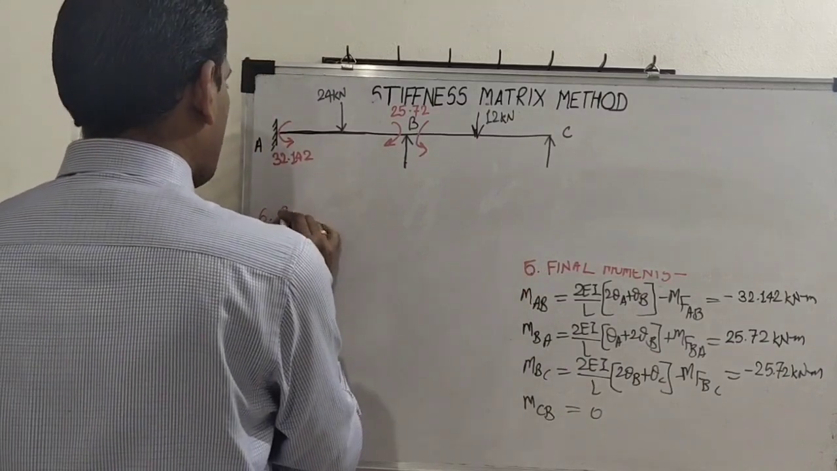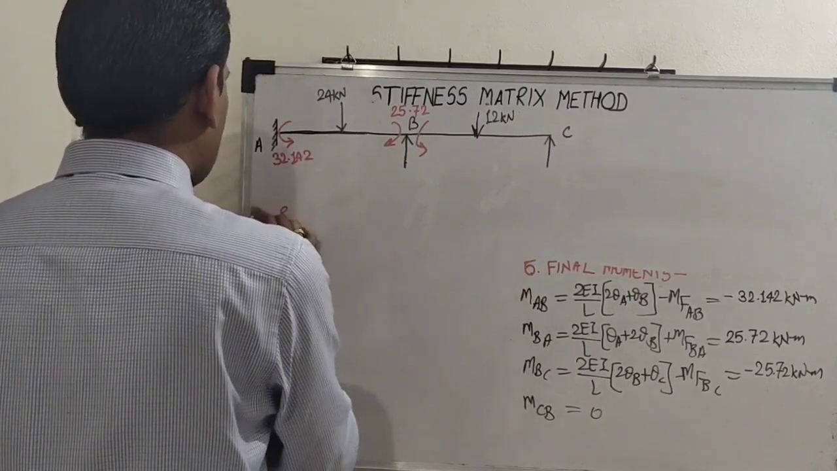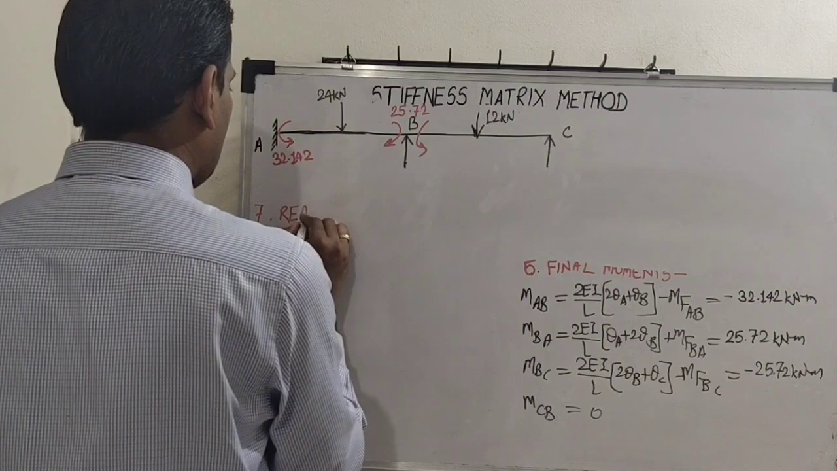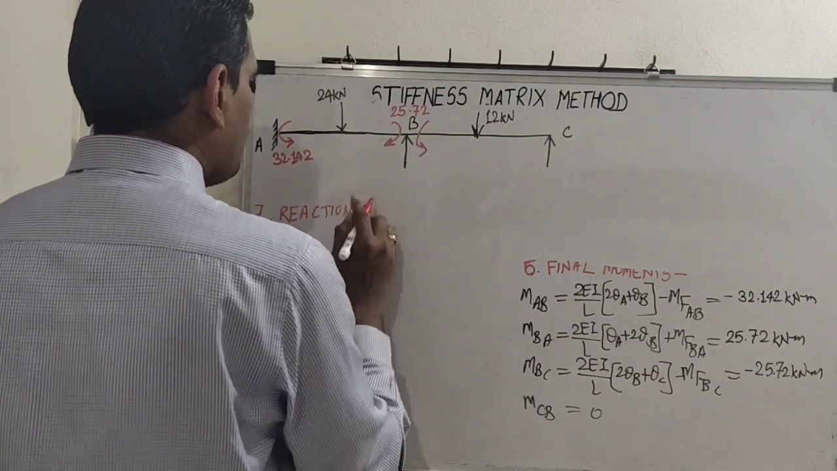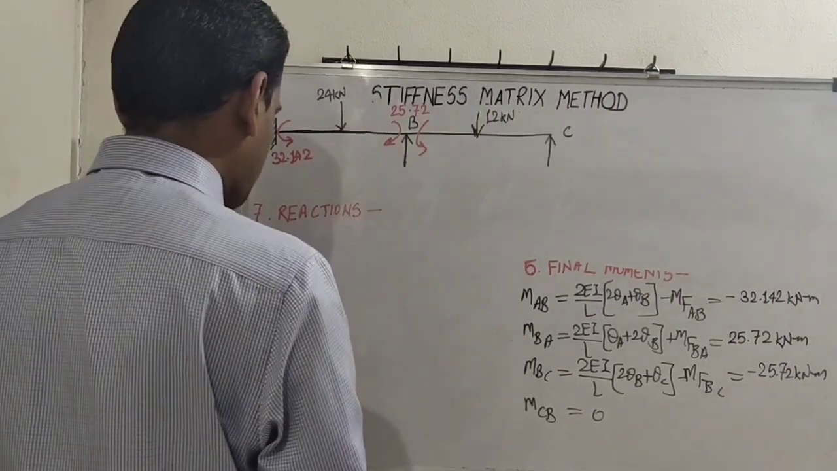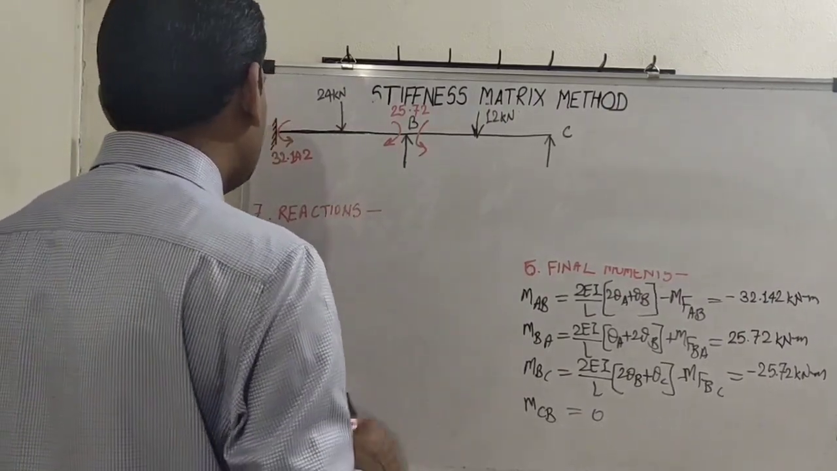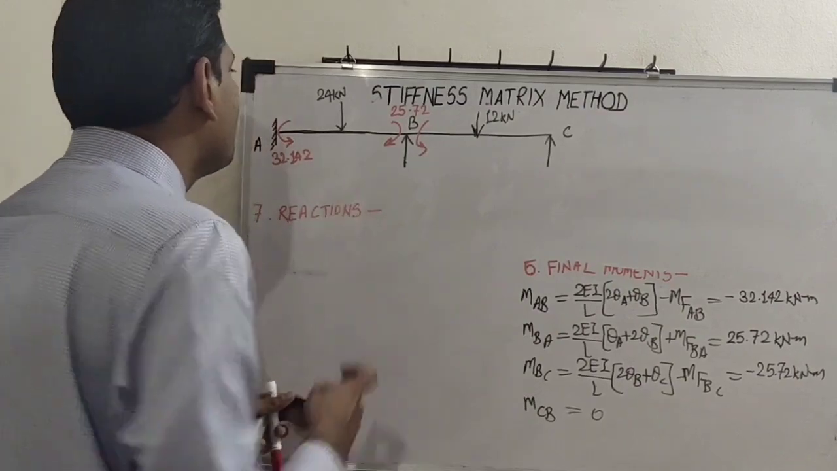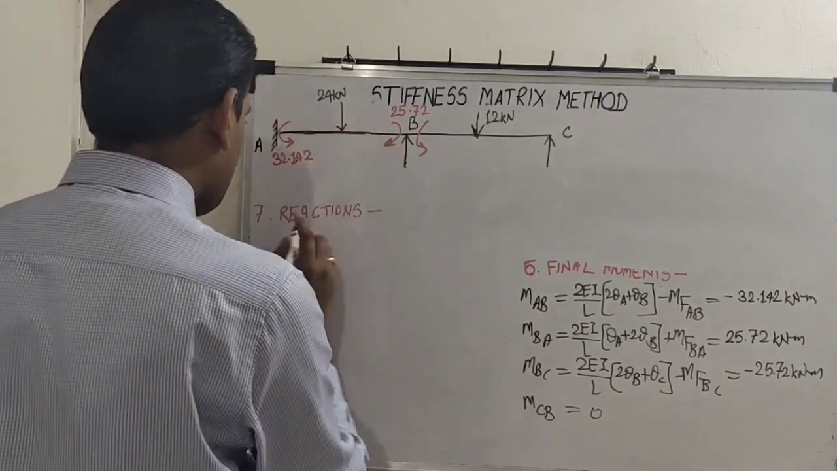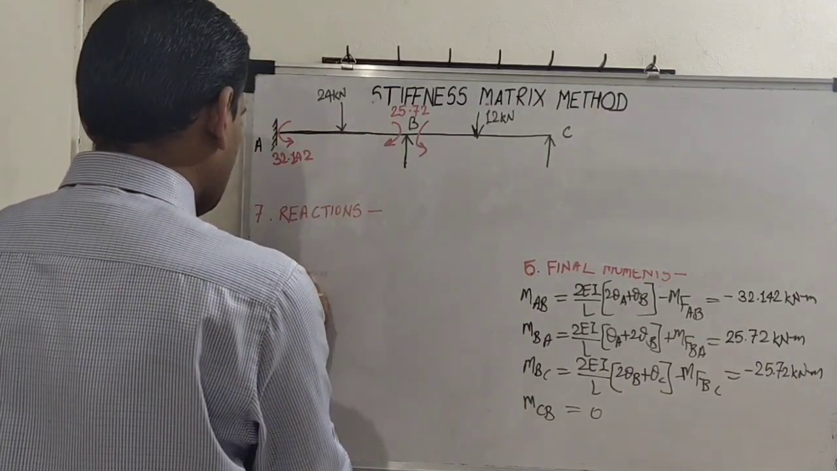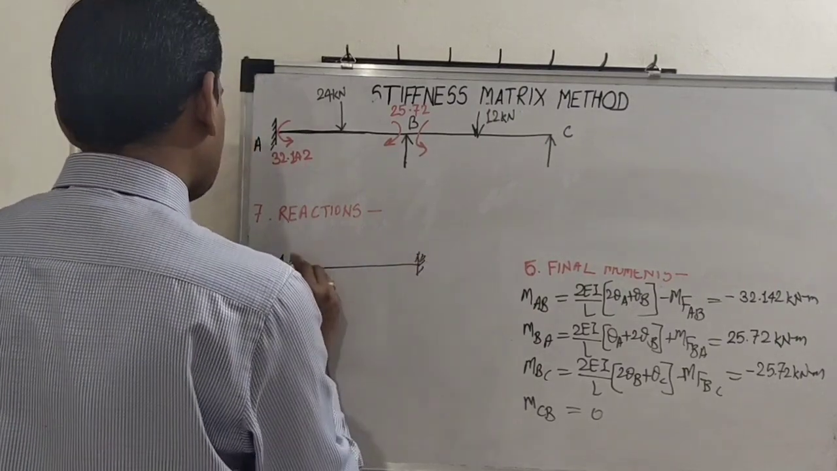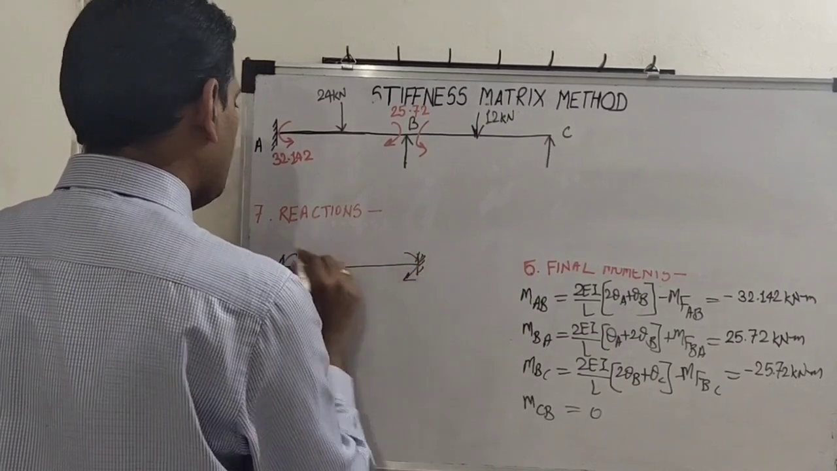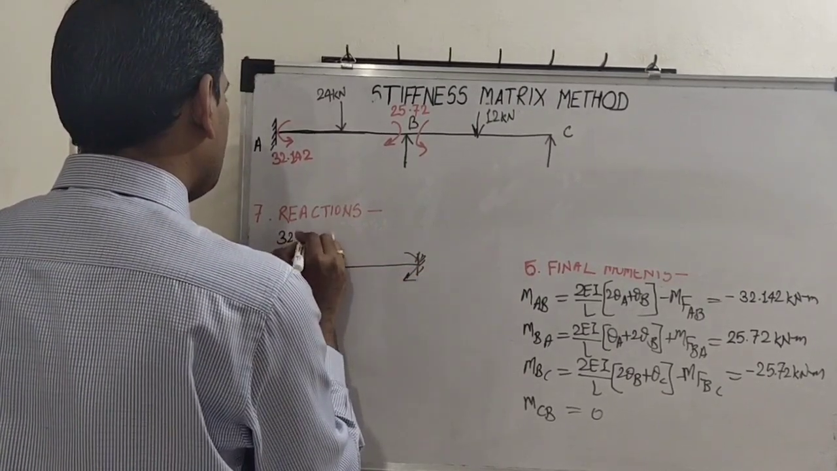Okay, so find out reactions. Step number 7. How to find reactions? This is simple. I will explain in detail. So draw this free body diagram first for AB. Joint B is an internal joint, so considered fixed. Show the final moment values here.